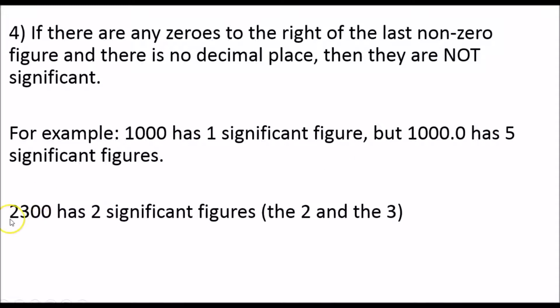Okay, just another example, 2300 has 2 significant figures, the 2 and the 3. Okay, you might see, probably not in GCSE, but you might see something like 2300 with a decimal point. That means the zeros are now significant, even though there's no number after the decimal point.